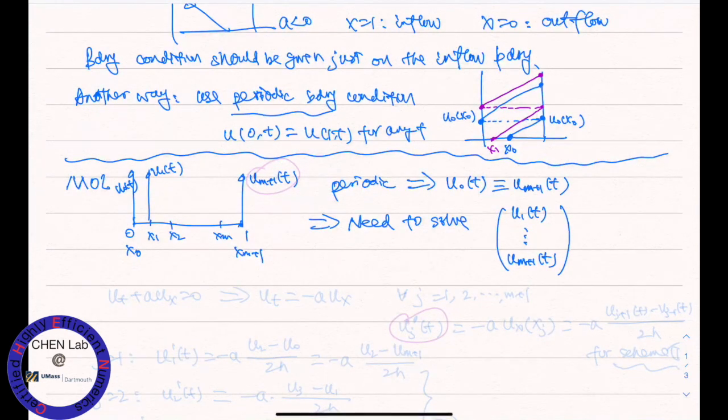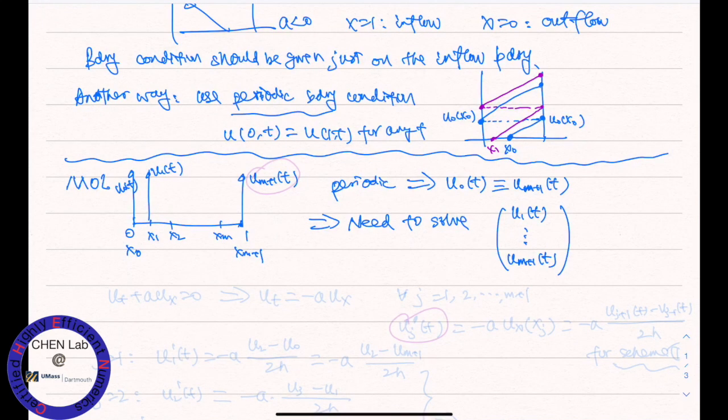For the elliptic case, we have the Dirichlet boundary. We know the values of u0(t) and u_{m+1}(t), so we only need to solve u1 to um. Now, for the advection, it's different. You give one boundary condition. It's either just on the inflow or the periodic. So we need to solve one more, u1 to u_{m+1}. And u0 is the same as u_{m+1} for the periodic case.